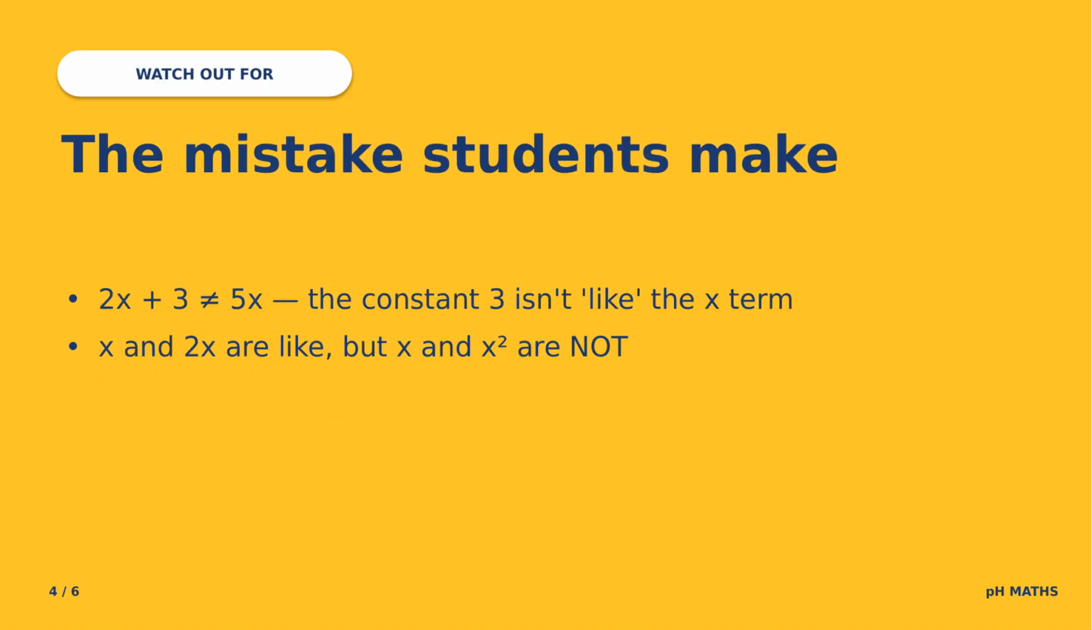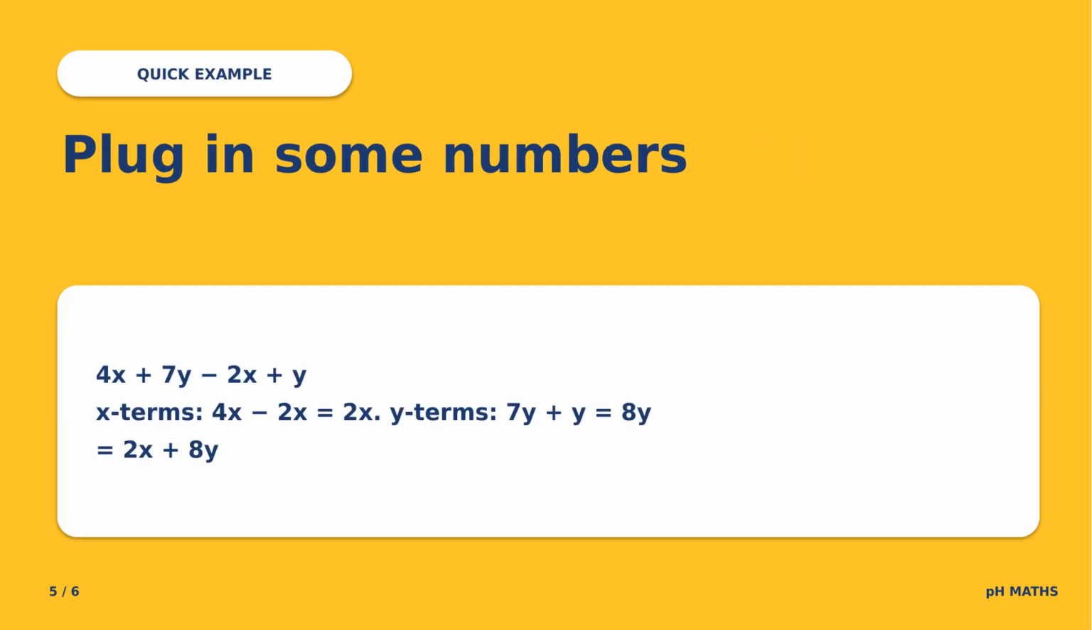Key insight: you can only add or subtract like terms. So 2x plus 3x equals 5x, yes? 2x plus 3x squared stays as it is, because those are different families and you can't combine them. The same rule applies in more complex expressions. Split into the family groups first, and then combine within each group.